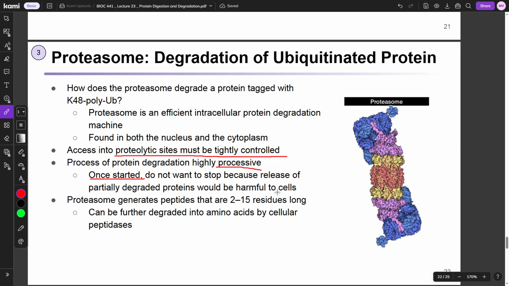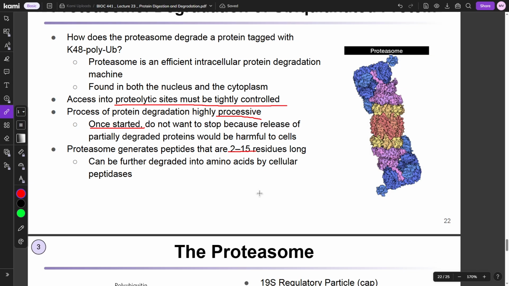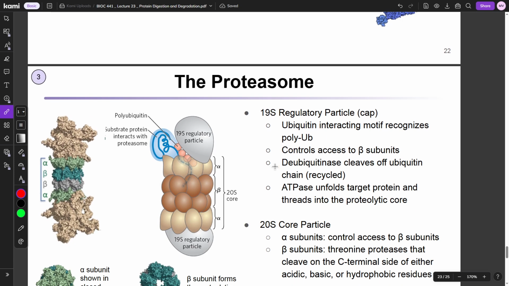Because if you release this partially degraded protein into the cell, it's most definitely going to be harmful to the cell. So the proteasome generates peptides that are about 2 to 15 residues long, and then these can be further degraded by cellular peptidases. So, yeah.